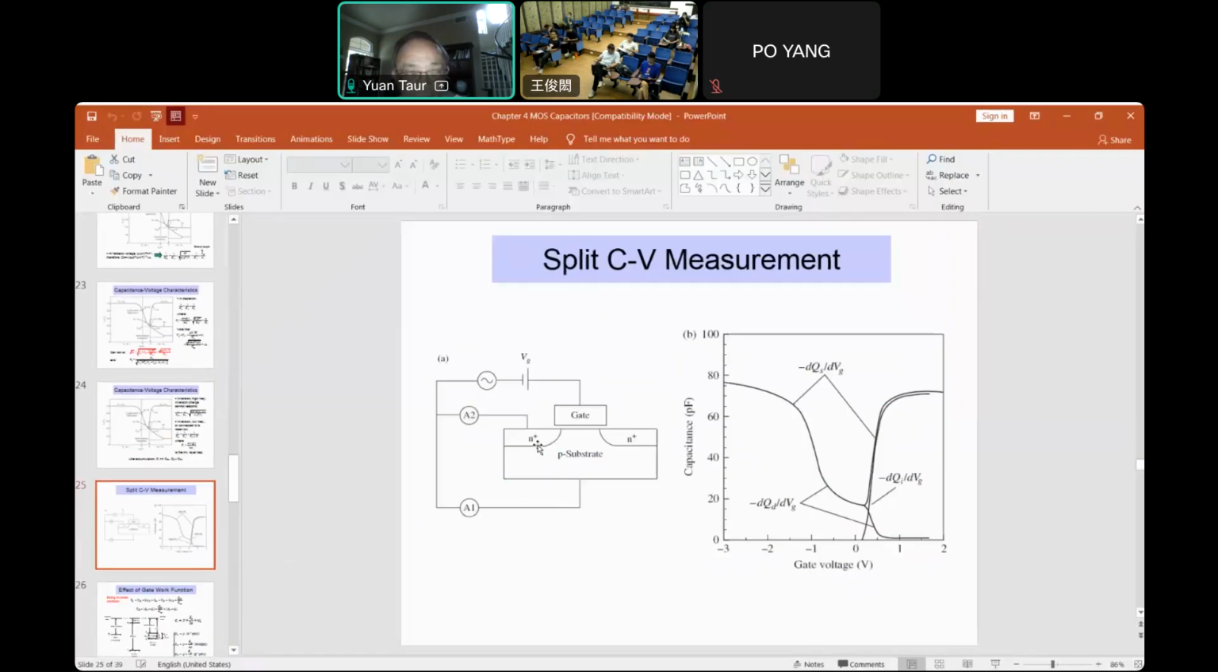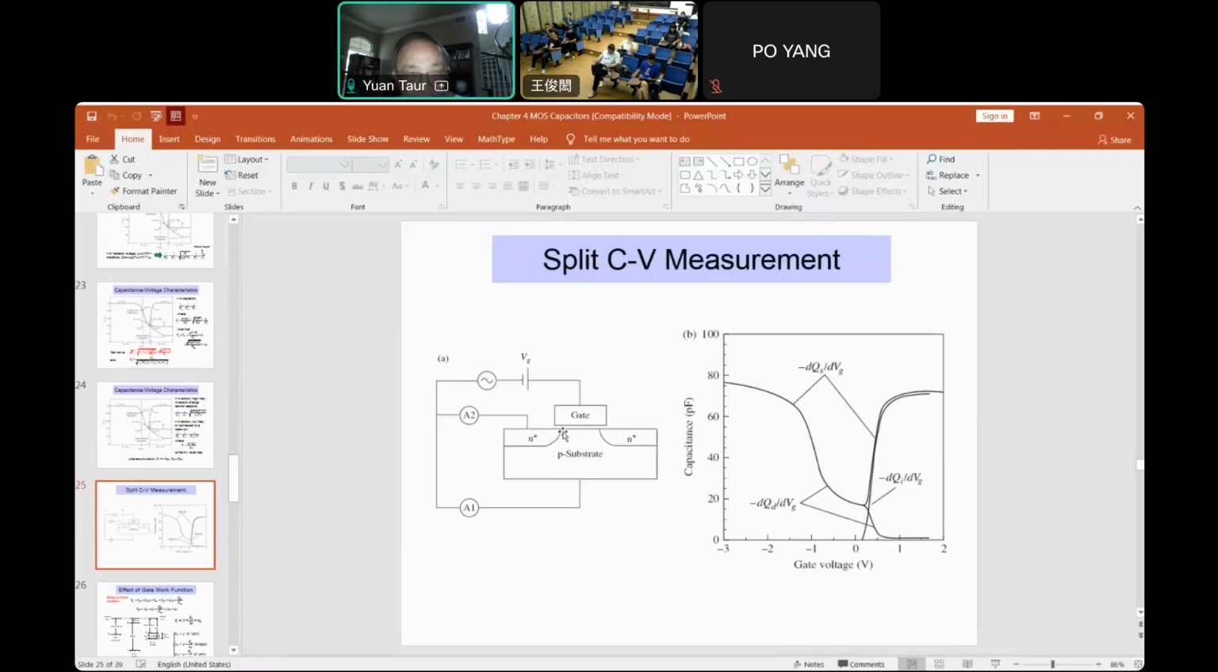For example, in this case, we have an N MOSFET, and so we have a source and drain. This will be covered in chapter 5. And the substrate is p-type, right? And you have gate. So in this case, the inversion layer, the inversion charge, is the electron. Suppose you bias the gate such that the inversion layer is formed. Then the inversion charge is supplied by the source and drain.